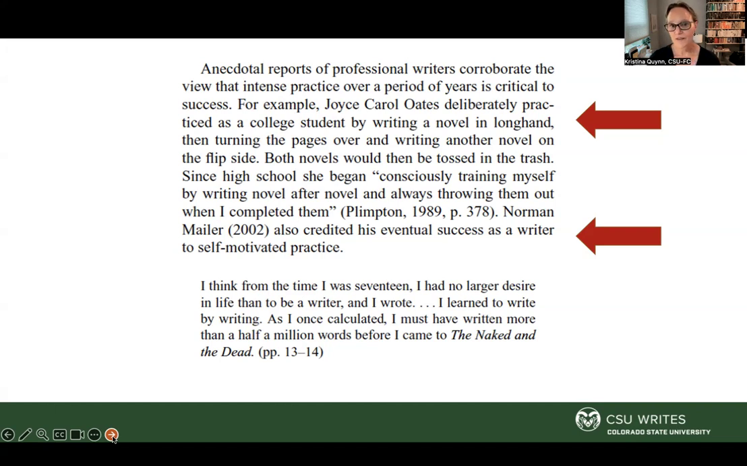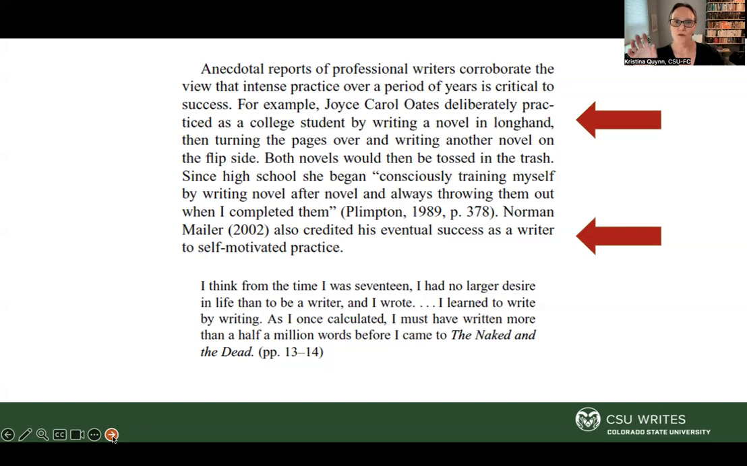Norman Mailer also credited his eventual success as a writer to self-motivated practice. "I think from the time I was 17, I had no larger desire in life than to be a writer. And I learned to write by writing. As I once calculated, I must have written more than 500,000 words before I came to The Naked and the Dead." All right. So it reads pretty smoothly, right?